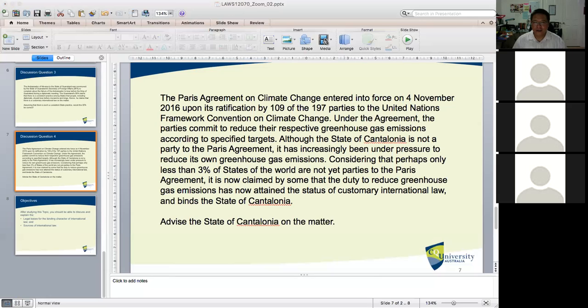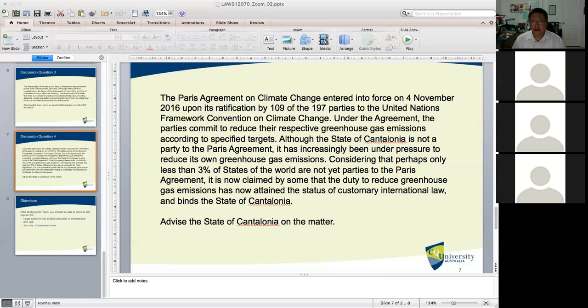Okay. So the legal issue here is whether customary international law has developed to the point where states are under an obligation to reduce their greenhouse gas emissions. That's the question. Because what we're saying is, can the state of Catalonia, which is not a party to the treaty, be bound under customary international law? Could customary international law have arisen which binds non-parties to the treaty to reduce their greenhouse gas emissions? So that's the legal issue.